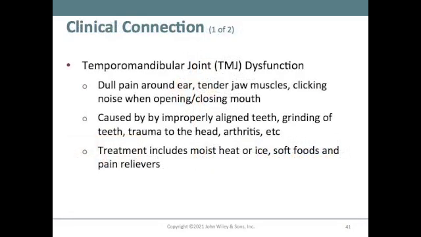Temporomandibular joint dysfunction is on page 217, down there at the bottom right. So it's just a dull pain around the ear. It gives you tender jaw muscles, a clicking noise when opening or closing the mouth, caused by improperly aligned teeth, grinding of teeth, trauma to the head, arthritis, etc. Treatment includes moist heat or ice, soft foods, and pain relievers.